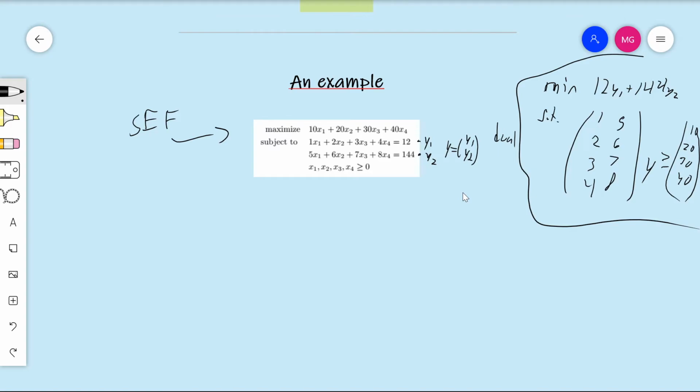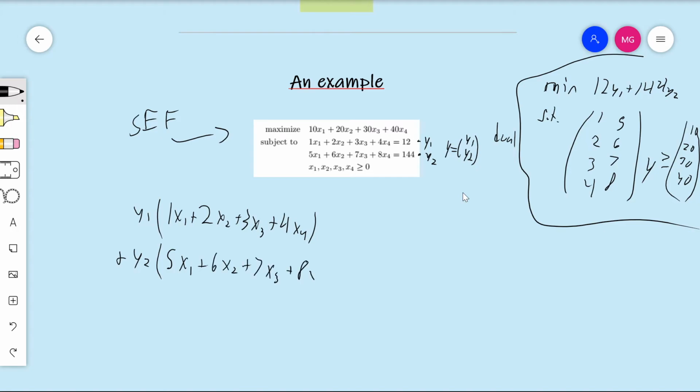And so we're taking a linear combination, and so we have y1 times, the left-hand side is 1x1 plus 2x2 plus 3x3 plus 4x4, plus y2 times 5x1 plus 6x2 plus 7x3 plus 8x4. Now, on the one hand, we know that this is going to be equal to 12y1 plus 144y2. And that's because this part with the x's, we know that by this constraint here is equal to 12. So I just replace this with 12. And similarly, the second part is equal to 144.